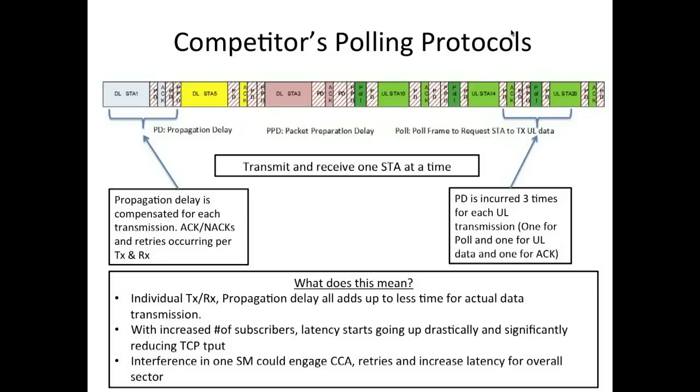And fundamentally, the polling protocol that we see commonly represents a one-to-one relationship between a base station and a subscriber. So you'll often see that a base station to a CPE performance from a throughput and latency perspective is very, very good, but as you start increasing CPEs onto that access point, that performance starts degrading.